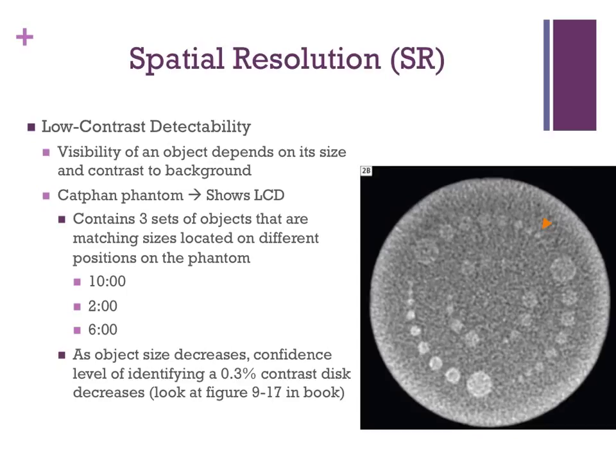The CATPHAN phantom demonstrates low contrast detectability, and it contains three sets of objects that are matching sizes located on different positions, usually on the 10 o'clock, the 2 o'clock, and the 6 o'clock positions on the phantom. Take a look at figure 9.17 in your book, but this image right here shows an example of the CATPHAN phantom. The difference between the three objects is their contrast, so you can tell that this one right here has a much different contrast than this right here. And this one has a different contrast than this right here as well.